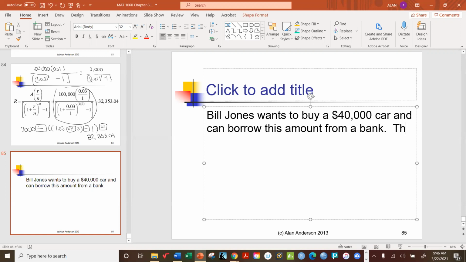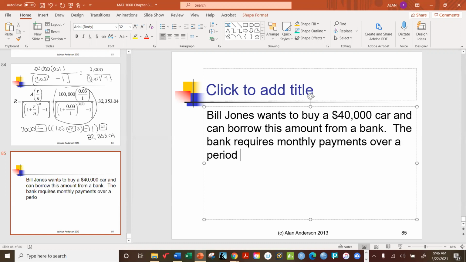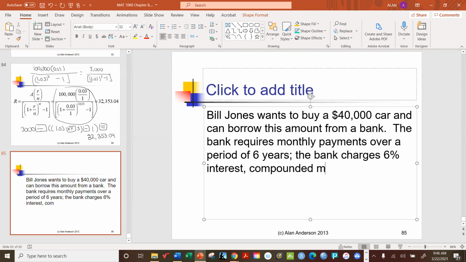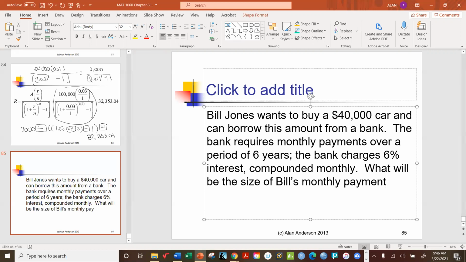Okay, the bank requires monthly payments over a period of 6 years. The bank charges 6% interest compounded monthly. What will be the size of Bill's monthly payments? There we go. All right. So this is a perfect example of what we're doing right here.